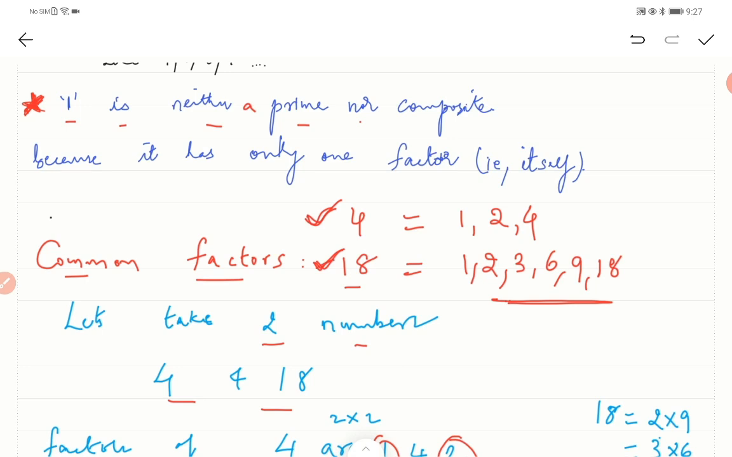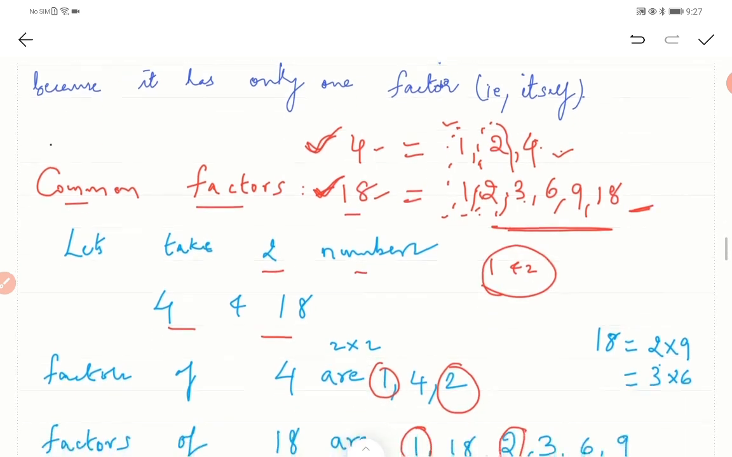Now you are checking between these two numbers, what are the common factors? You have 1 and 2 as common factors, isn't it? 1 and 2 are the common factors between 4 and 18. The rest are not common: 4 is not there in 18, and 3 is not there in the factors of 4. The factors of 18 are 1, 2, 3, 6, 9, 18. So the common factors of 4 and 18 are 1 and 2.